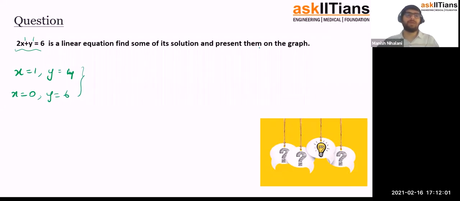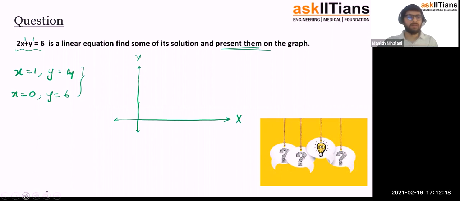Now we want to present them on the graph. So you also need to draw the graph of this straight line, the graph of this equation as well. So let's draw our coordinate system, that is the Cartesian coordinate system, x-axis and y-axis. Let's say when your x is 0, y is 6. This is one point. When x is 0, y is 6. So this is the point 0 comma 6.